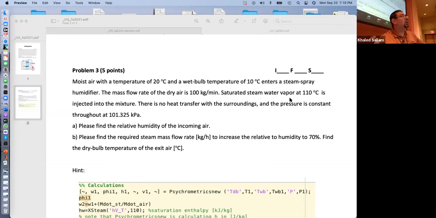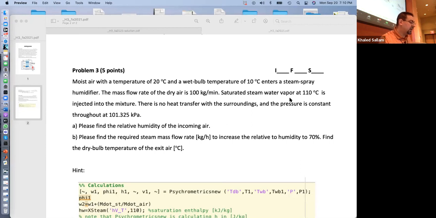Okay. So we got the h we are throwing in. That's like, in this example that we solved today, was h3. He's injected the mixture. There is no heat transfer with the surroundings. So just adiabatic humidification. Pressure is constant at one atmosphere, 101.325 kilopascal. Please find out the relative humidity of the incoming air. That's easy. That's just like reading from the chart. Where is phi1? Please find the required steam mass flow rate in kilograms per hour to increase the relative humidity to 70%. Okay, and find out the dry bulb temperature.